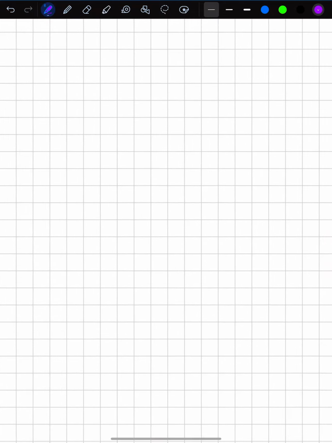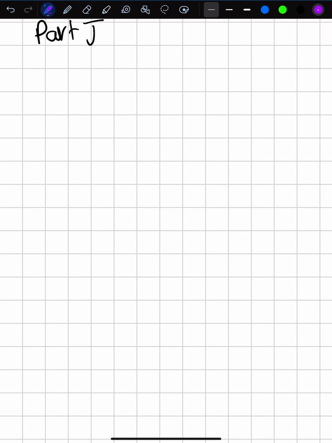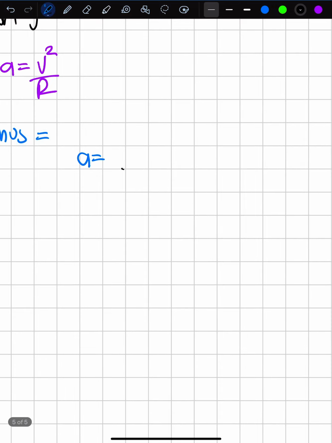Our next question says the following. Part J. Use the data in the table above to find the centripetal acceleration of each of the planets. So this is really easy because what we have to do now is just plug into our formula. The same formula that we have previously used for all the questions, we're just going to do the same. So Venus, since we already have the time and the radius, this is going to be pretty easy. We just plug in our numbers.